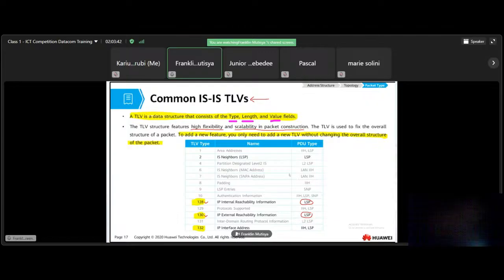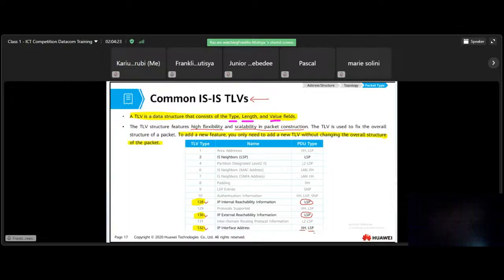Okay. And then we have number 132 TLVs, which are used to carry additional information about IP addresses. They're usually sent using the intermediate system to intermediate system LO packets and the link state PDUs. So they will carry additional information about the IPs that are being used for communication. So to add a new feature to the ISIS packet, what we do is that we add a new TLV without having to change the overall structure of the packet. Okay, so I hope you understood what a TLV is.